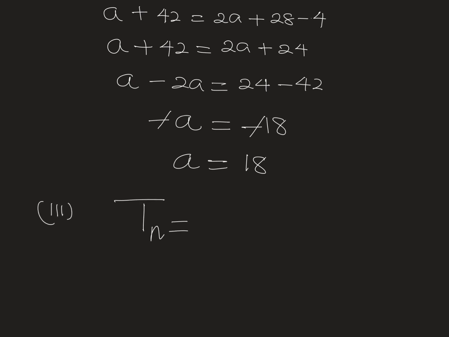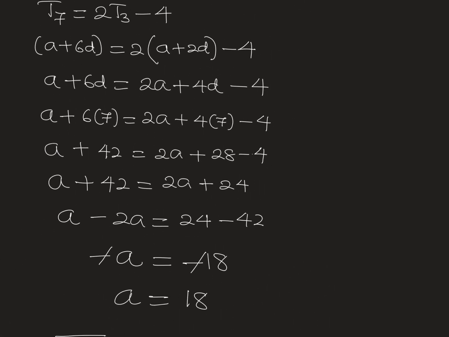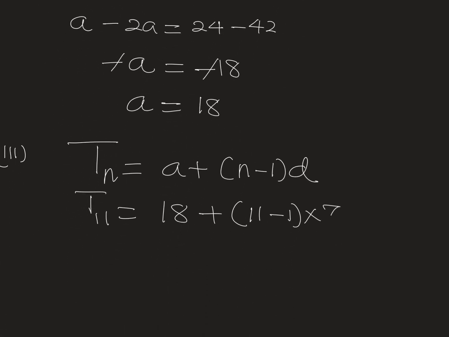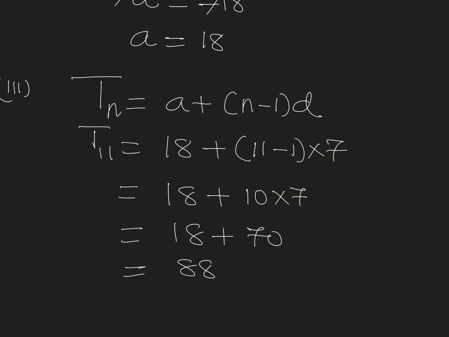Using t sub n is equal to a plus n minus 1 times the difference, the 11th term will be a is 18 plus n will be 11 minus 1 times the difference that we have is 7. So we're going to have 18 plus 11 minus 1 is 10, so that will be 10 times 7. 10 times 7 is 70. So 18 plus 70 is 88. So the 11th term is 88.